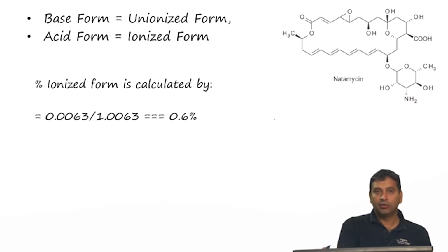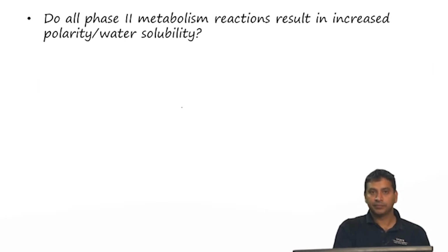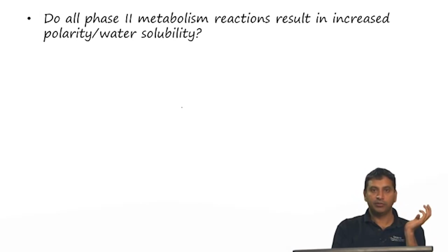Okay. So, now if you want to calculate the percent, then you do 0.0063 divided by 1.0063, which is nothing but 0.6%. The next question is, do all phase 2 metabolism reactions result in increased polarity or water solubility?